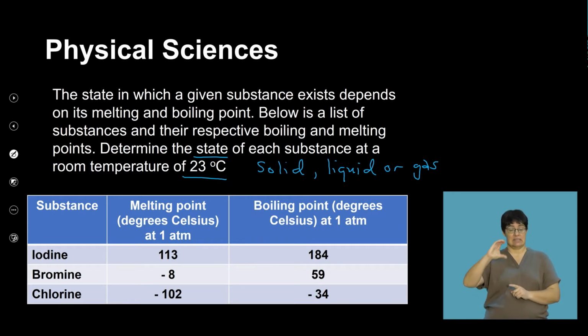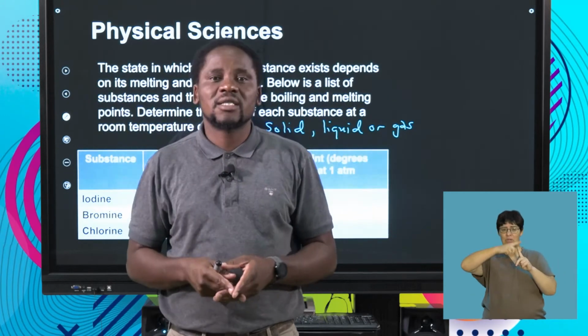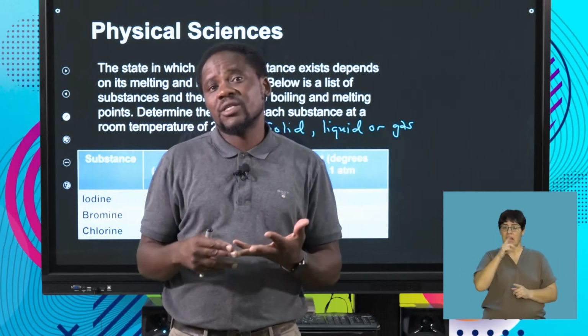Now we have iodine, bromine, and chlorine. The melting point of iodine is 113 degrees Celsius at an atmospheric pressure of 1 atmosphere. The very same substance boils at 184 degrees Celsius at 1 atmosphere. So now we know the difference between melting and boiling point. Having said that, we want to decide whether each of these substances at that temperature of 23 degrees Celsius exists as a liquid, a solid, or a gas.